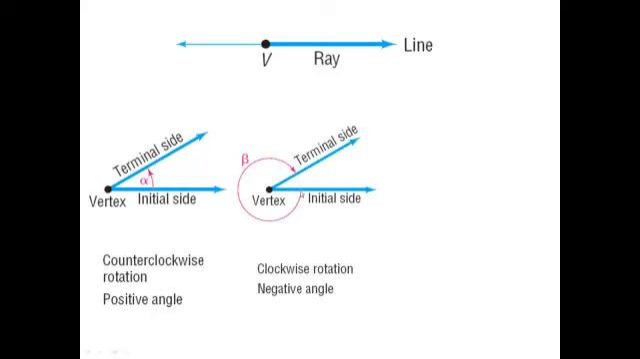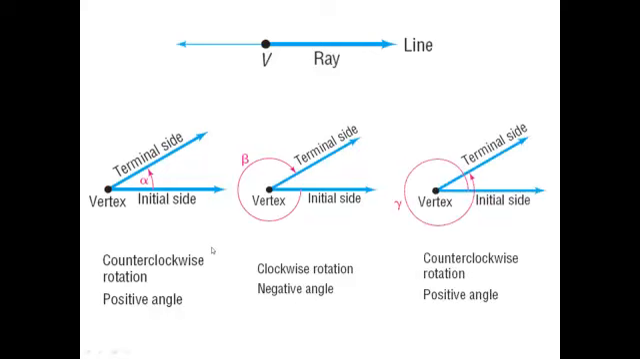In this case, the angle is beta, and this is the initial side, and this is the angle that we measure: initial side, terminal side. And this is a clockwise rotation. So this angle beta is a negative angle, and this angle alpha is a positive angle.